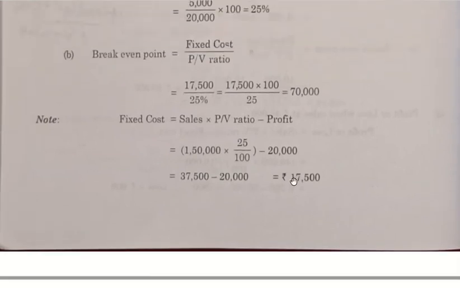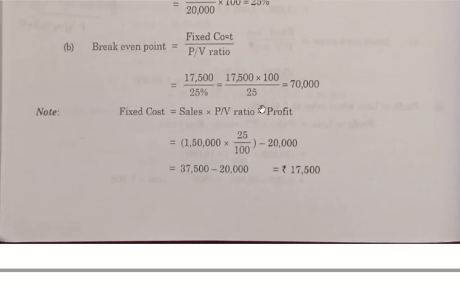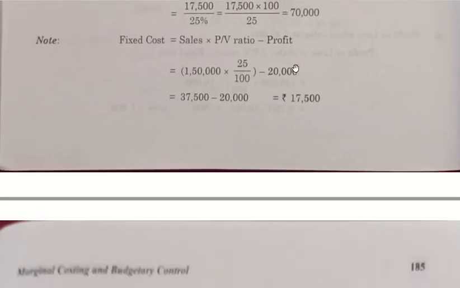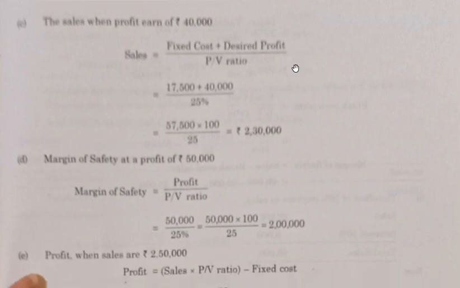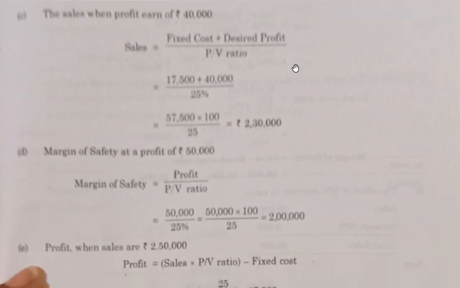So this is your fixed cost. So BEP is fixed cost divided by PV ratio. So 17,500 divided by 25%. So 17,500 into 100 divided by 25, which is equal to 70,000. So the sales when profit earned is 40,000. Sales is equal to fixed cost plus desired profit into 100.